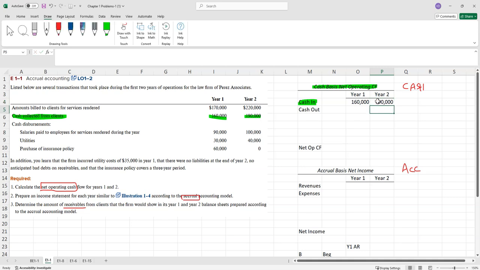Because the rule for cash basis is cash in, we have a cash receipt. Cash out, we have a cash expenditure. So we've done our cash in, that's great, nothing too hard. Now we have our cash out, cash disbursements. It looks like salaries, utilities, and insurance expense. So we can put that in, salaries, utilities, insurance expense, and I'll just copy that down here. We'll see it again, and maybe I'll move it over to keep it a little bit separate.